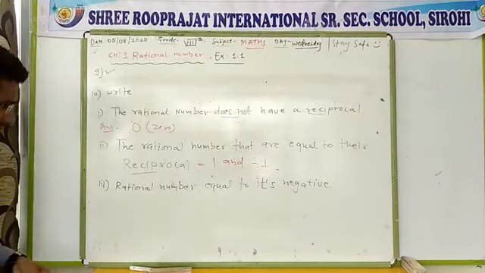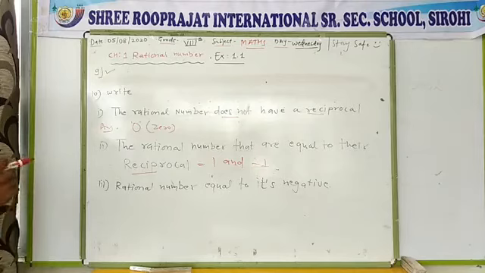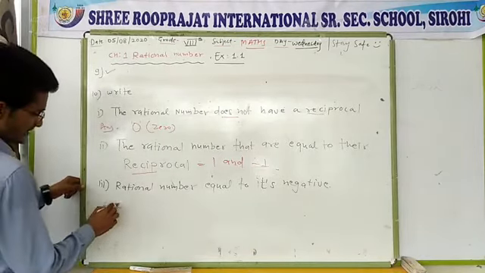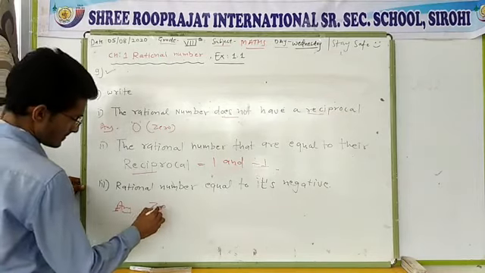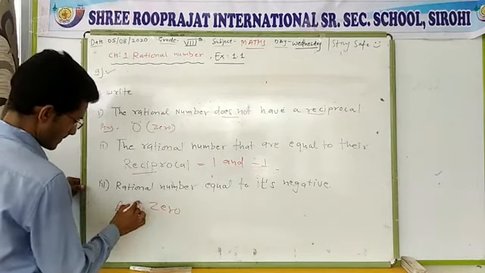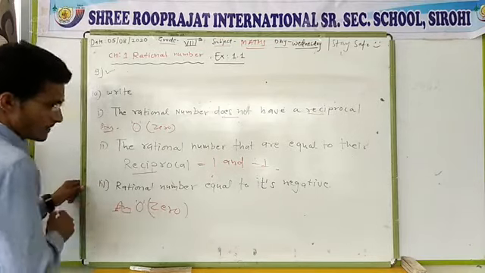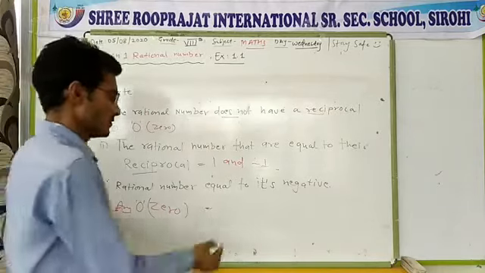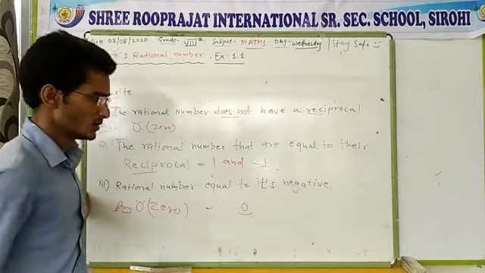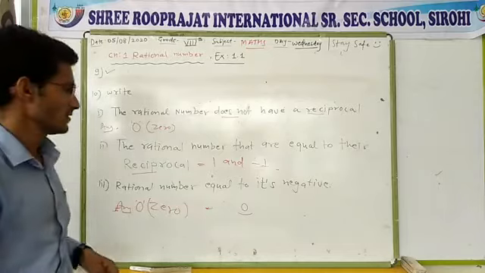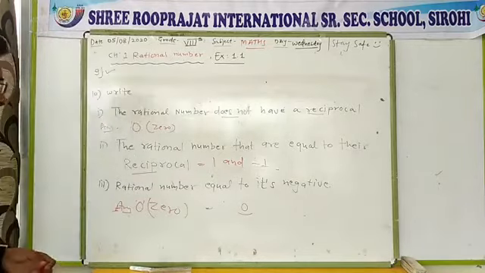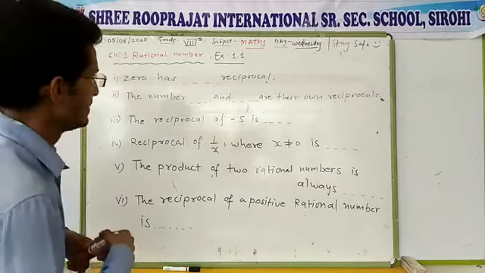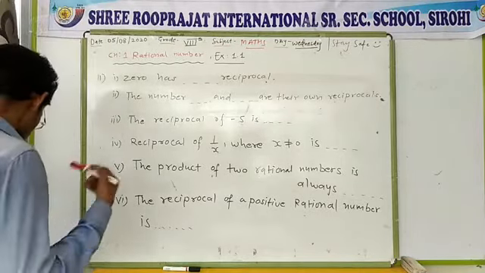Last one: a rational number equal to its negative. What is that number? The answer is 0. Zero is neither negative nor positive. It is a neutral number. So there is no negative of 0. Okay. So next and last question of the exercise, you have to fill in the blanks.